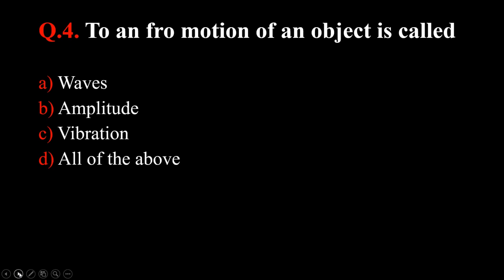Question 4: to and fro motion of an object is called option A waves, option B amplitude, option C vibration, option D all of the above. And the correct answer is option C, vibration.